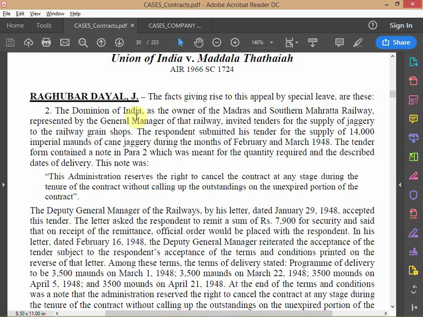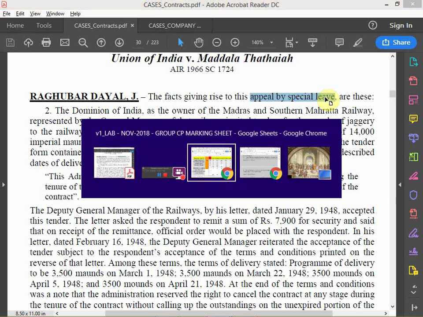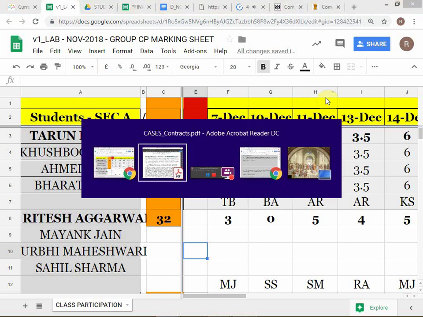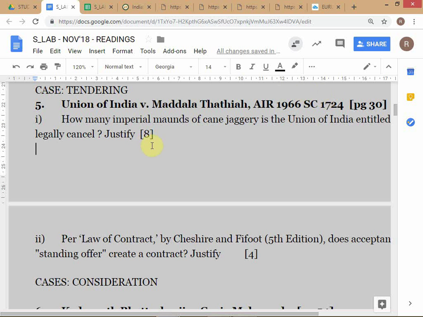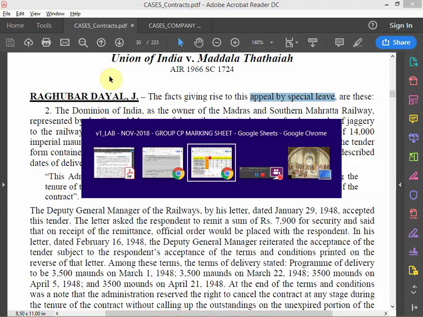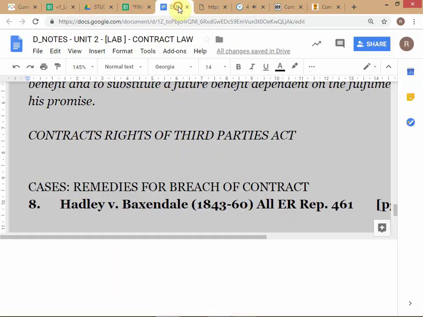Okay, so just one point which I did not cover on this particular case in the last class: if you read the first line, appeal by special leave. This type of information, the stuff we are discussing now, is not related to the central legal point in this case. It is in the nature of other learning we can derive from this case, other aspects which give us an opportunity to take a detour into some other area.